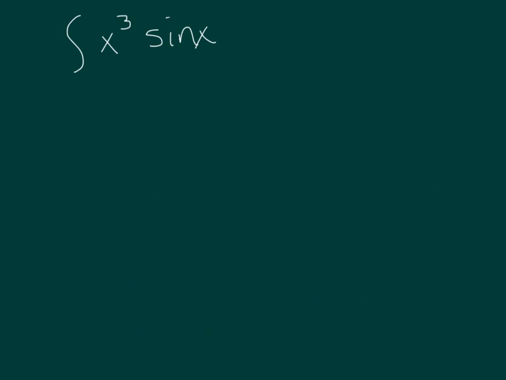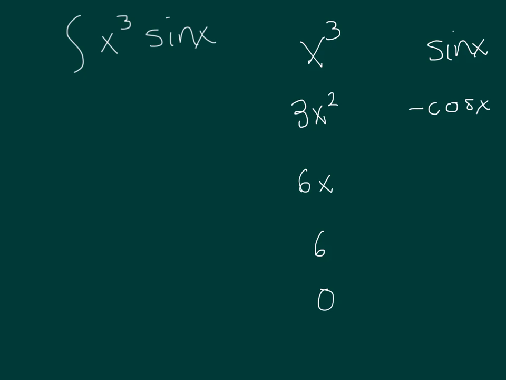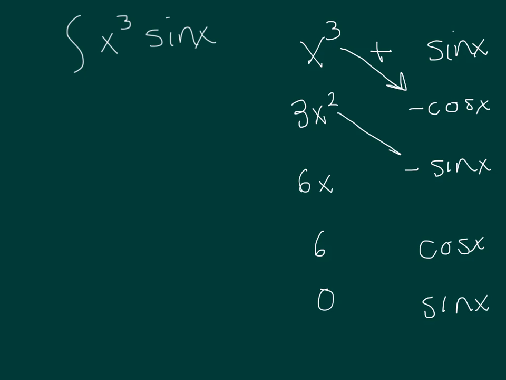Okay, so in the left-hand column, we're going to write the polynomial x cubed and all of its derivatives, 3x squared, 6x, 6, and then 0. And then over in the right-hand column, we'll write sine x and all of its antiderivatives. So sine x, minus cosine x, minus sine x, and then cosine x, and back to sine x. Then we draw our arrows. First arrow is always positive, next arrow is negative, next arrow is positive, next arrow is negative.